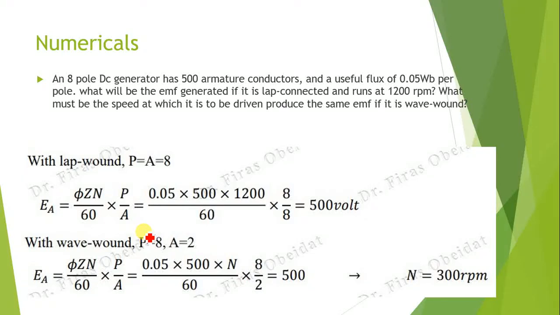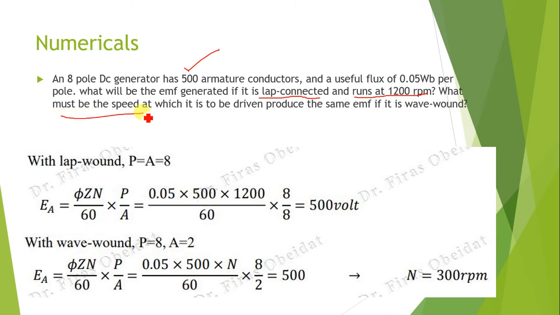In this numerical, we have been given some data pertaining to the number of poles. An 8 pole DC generator has 500 armature conductors. Z value is directly given. The useful flux is 0.05 Weber per pole. What is the EMF generated if it is lap connected and runs at 1200 rpm?